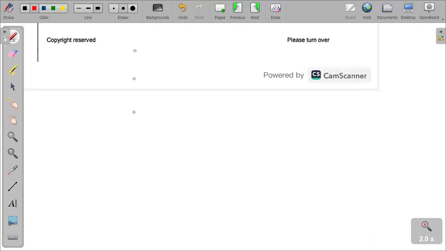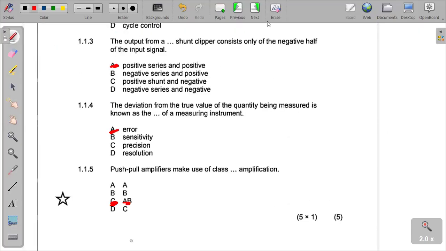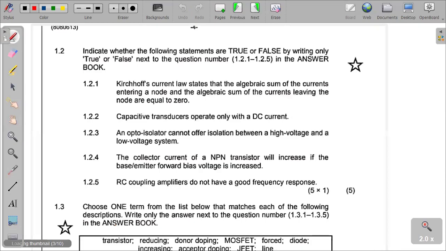So let's quickly go to the next question, 1.2.1. Indicate whether the following statements are true or false by writing only true or false next to the question number in the answer box. Kirchhoff's current law states that the algebraic sum of currents entering a node or junction and the algebraic sum of currents leaving the node are equal to 0. That's true.